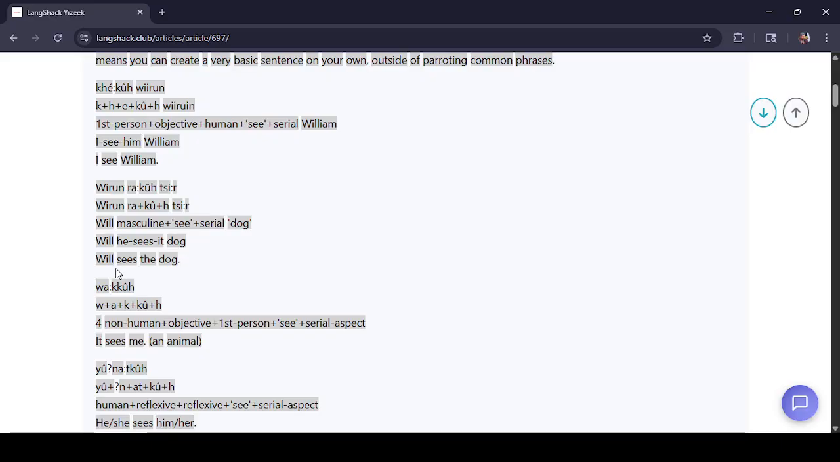So this is just showing you that you can put it in this way. So I see William. And in this example, you already have that. You've got that. You have kaheka. Kaheka is I see him. The difference between kaheka and raka is that, if it were me, you would see k plus the object that you're going to put in.